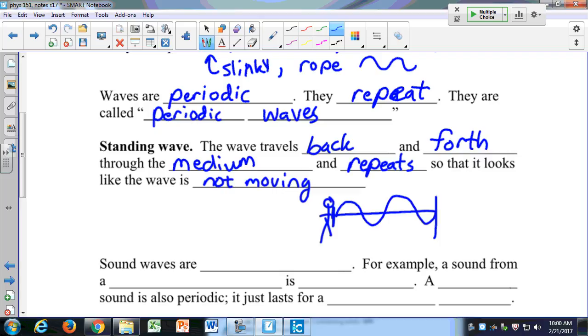It's easier if you have a thinner rope, like a water hose or something, but it appears that it's just not moving, when in fact it's repeating. So the standing wave is traveling down to the end of the medium, and then it's reflecting back, going back and forth, back and forth. But it appears that it's just stationary like that.